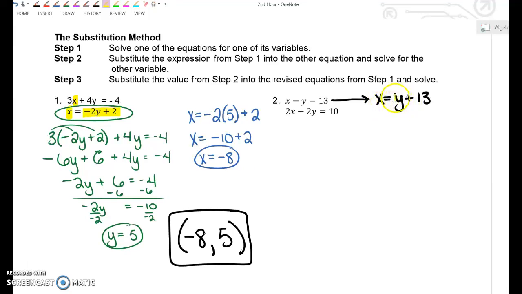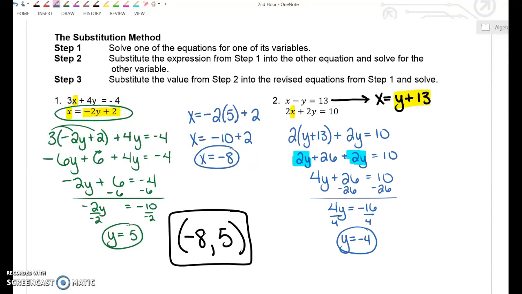Now, if x equals y plus 13, I can take the x out of the other equation and put the y plus 13 in its place. Parentheses are your friend, so 2 parentheses y plus 13 plus 2y equals 10. Distribute, combine like terms, and solve.